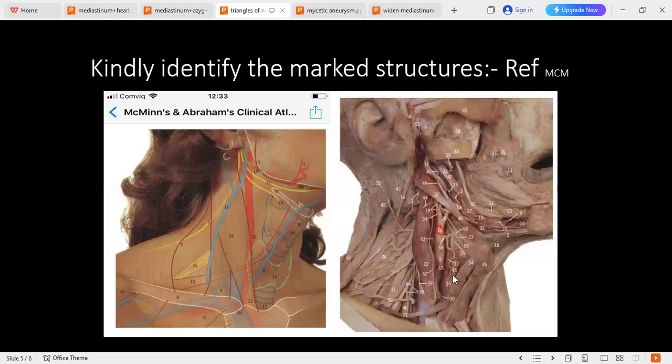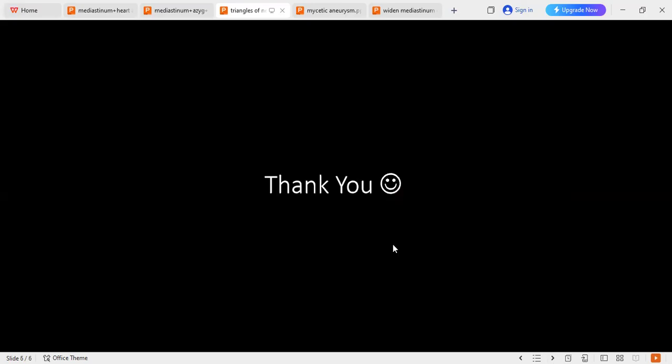Okay, would you be able to identify what is 56? Yes, here. See? Yeah, 56. This is the superior thyroid artery. Very good. Excellent. Now you know it. 61. This is the trapezius, which marks the posterior border of the posterior triangle. Yes. Very good. Okay. Thank you. Thank you, ma'am.